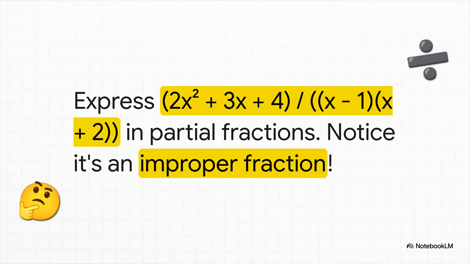Okay, let's kick off with question 4a. Now the first thing you should always do is check the degrees. If you multiply out that denominator, you get x squared plus x minus 2. So we've got a degree 2 on top and a degree 2 on the bottom.